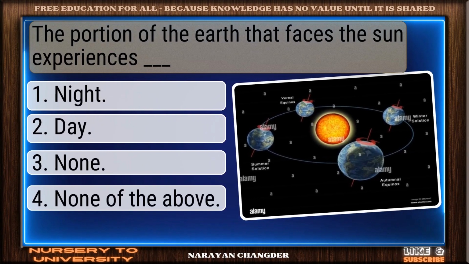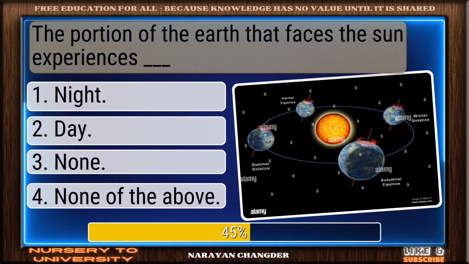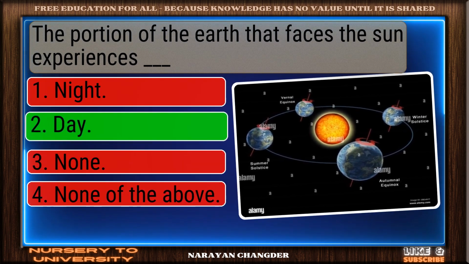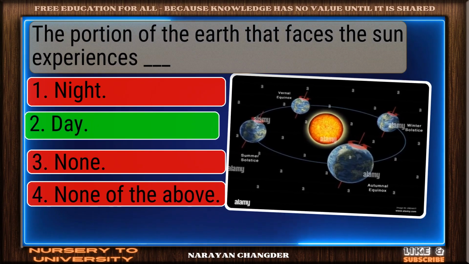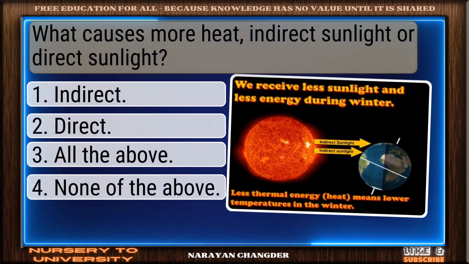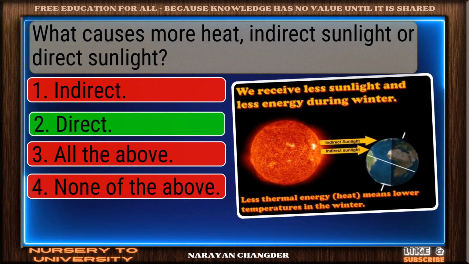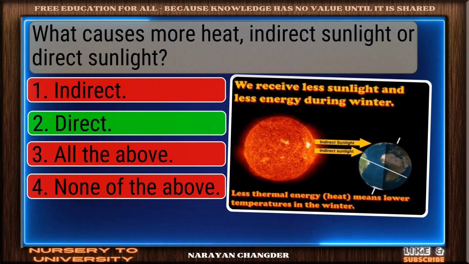The portion of the Earth that faces the sun experiences dash. Solid response. Day is a valid choice. What causes more heat, indirect sunlight or direct sunlight? Great job. Direct is the accurate answer.